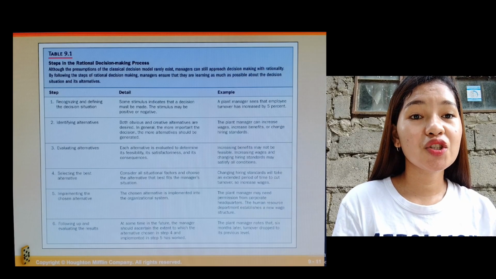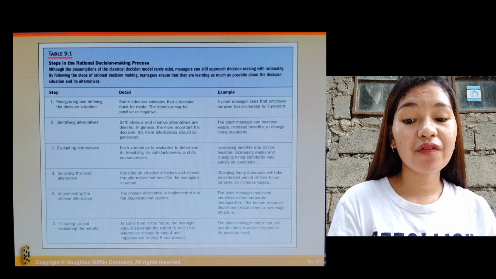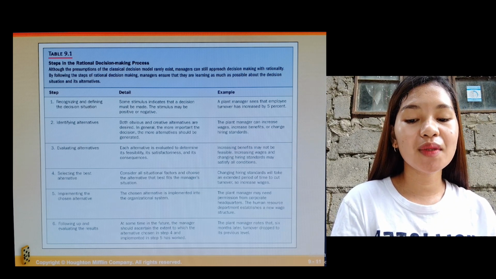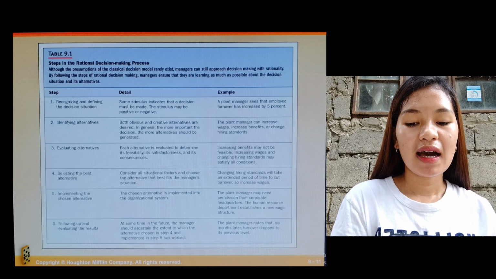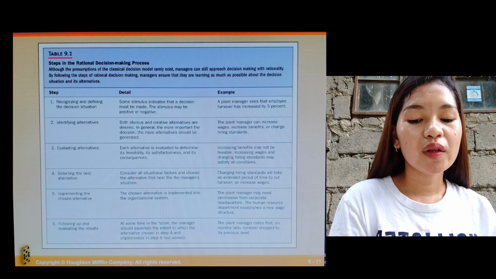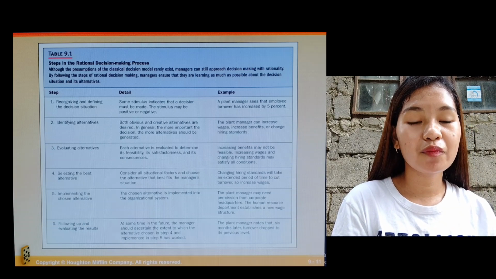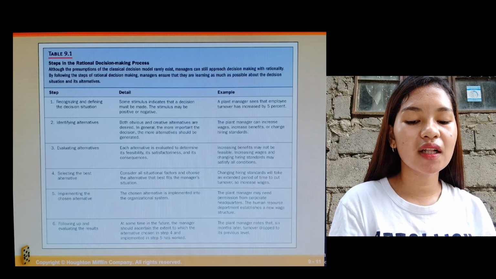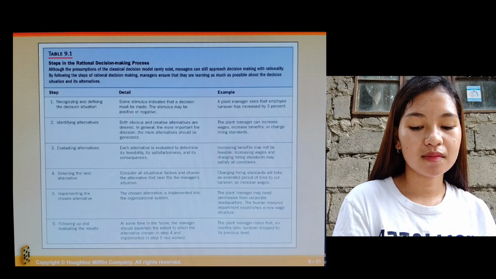Recognizing and defining the decision situation. When defining the decision, first is to identify your goal. One of the most effective decision-making strategies is to keep an eye on your goal. Identifying alternatives. When we are identifying alternatives, we assess various solutions to a problem, and brainstorming might be used to discover alternative ways of achieving one of the project objectives.